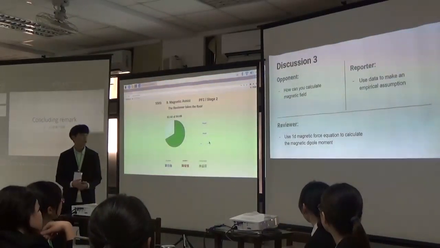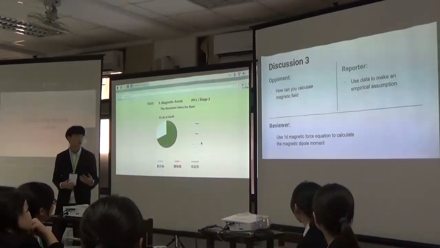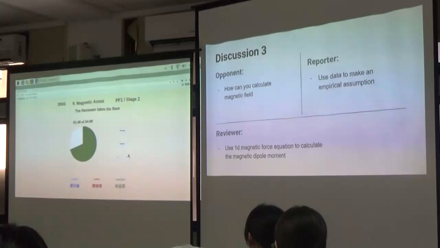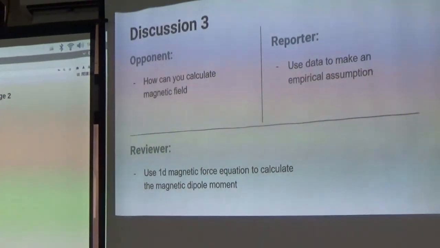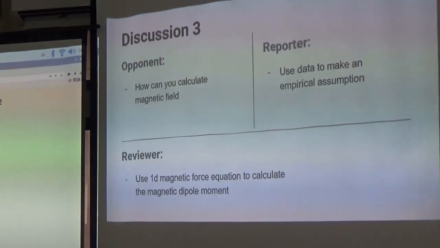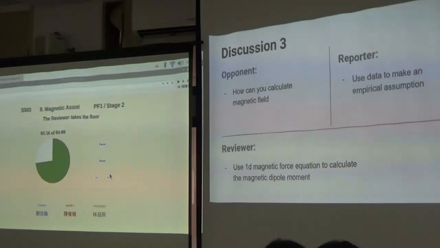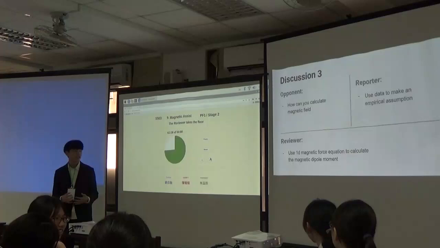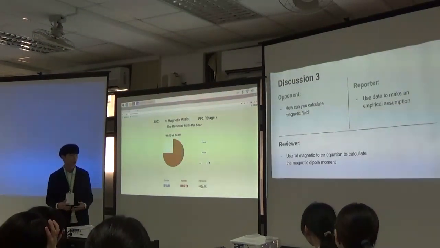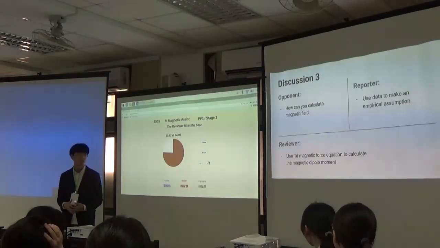Discussion 3. The opponent asks, how can you calculate the magnetic field? The reporter responds that they use data to make an empirical assumption. Our opinion is that they need to use the 1D magnetic force equation to calculate the magnetic dipole moment.